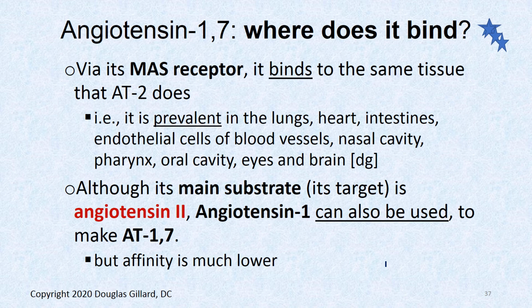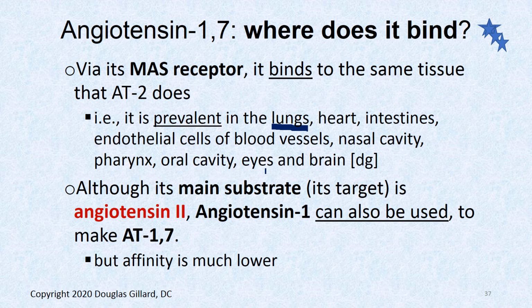All right, where does it bind? We already said it binds to MAS receptors, and it binds to the same tissues angiotensin II does. Specifically, you should know where it binds, because COVID-19 can affect all these tissues. The lungs, probably the number one spot. The heart, the intestines, the endothelial cells of blood vessels, especially the arterioles and venules. The nasal cavity, the oral cavity, the entire pharynx, including the nasopharynx and the laryngopharynx, and even the eyes, right?